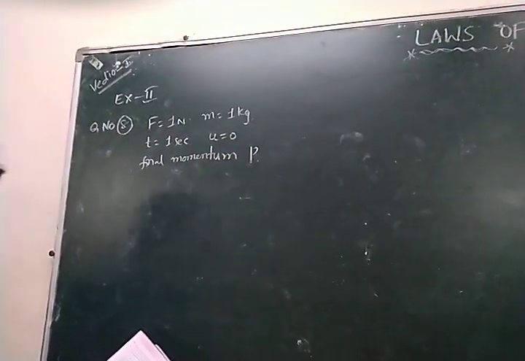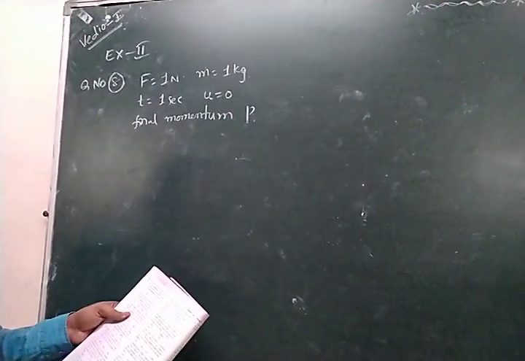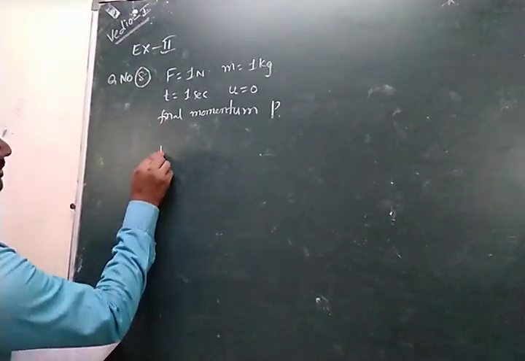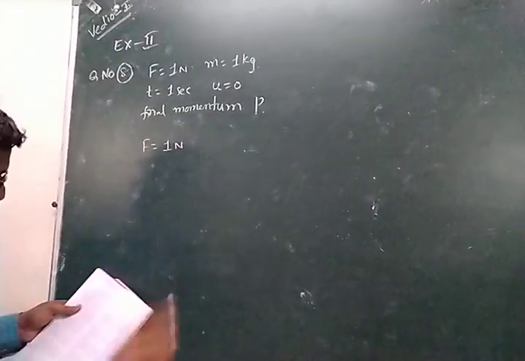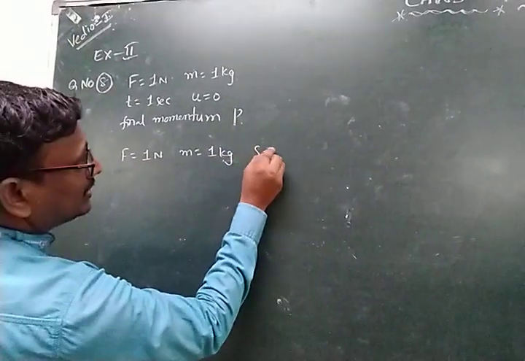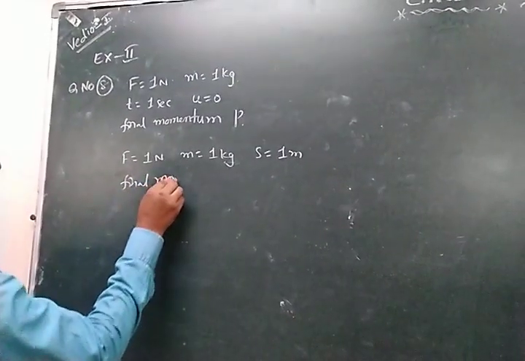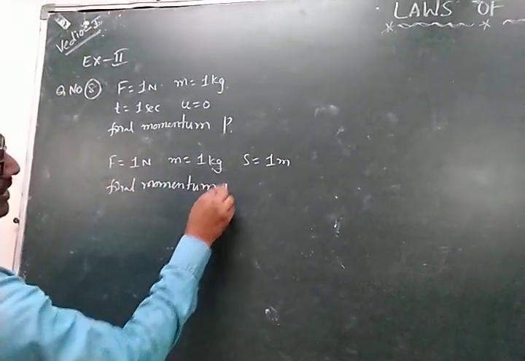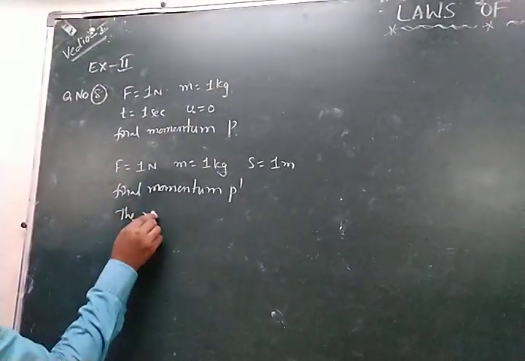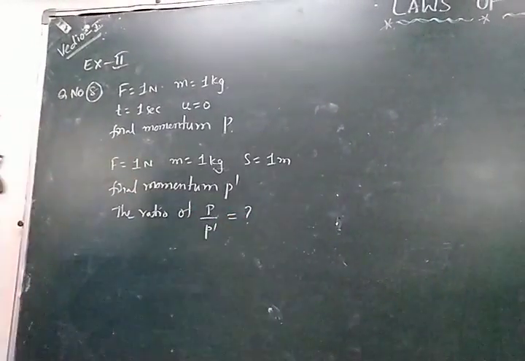Final momentum is P. When 1 Newton force acts on a 1 kg mass at rest through a distance of 1 meter, the final momentum is P dash. The next condition is given: the force F is equal to 1 Newton, the mass is 1 kg, and it travels a distance of 1 meter. The final momentum is P dash. The ratio of P to P dash is equal to how much?